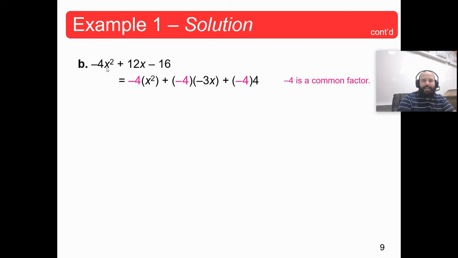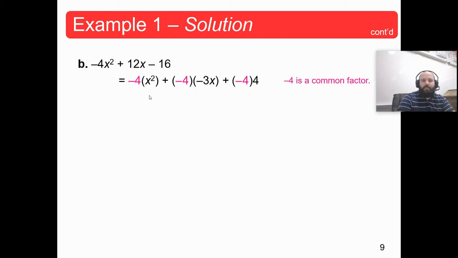Now, looking at the next one, we have negative 4x squared plus 12x minus 16. Looking across at negative 4, 12, and 16, those are all divisible by 4. So we can take a 4 out of there. One thing to note, this is an x squared term, this is an x term, and this does not have an x. Therefore, there cannot be an x as part of the common factor because they all three don't have an x. So we're going to factor out a negative 4 out of each of these three terms. You can see we did that right there.